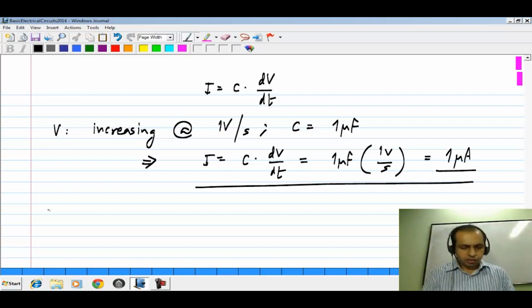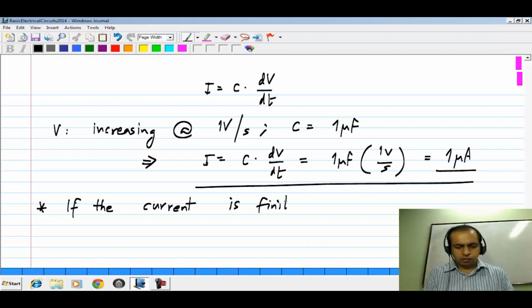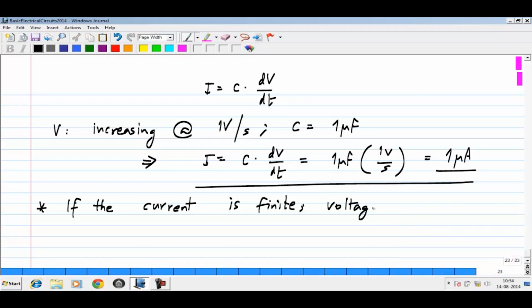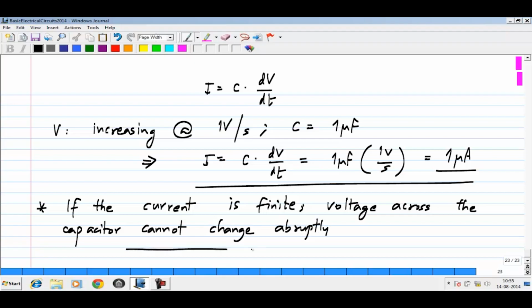It also implies another thing: if the current is finite, that is, if the circuit is such that the current through the capacitor is restricted to a finite value, then the voltage across the capacitor cannot change abruptly. So if the currents are finite, the voltage across the capacitor has to be continuous.